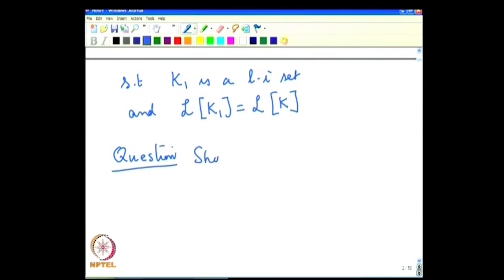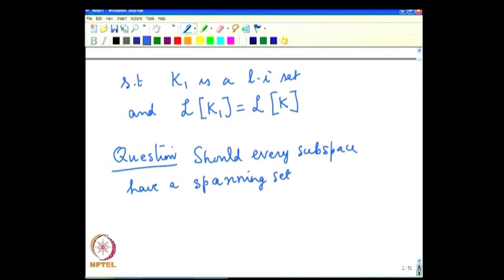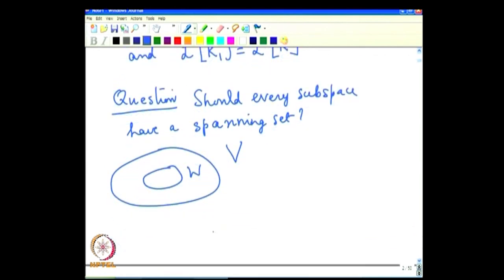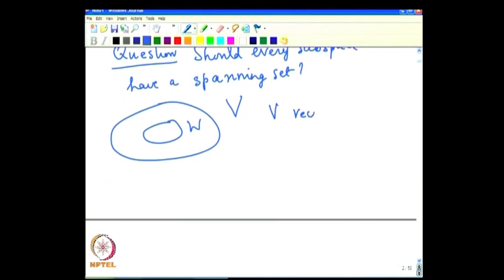Now, the question is, should every subspace have a spanning set? We are not sure about this, because we have nowhere proved that a subspace should have a spanning set. Now, let us look at this question. Suppose you have a vector space V over a field F, and W a subspace of V.